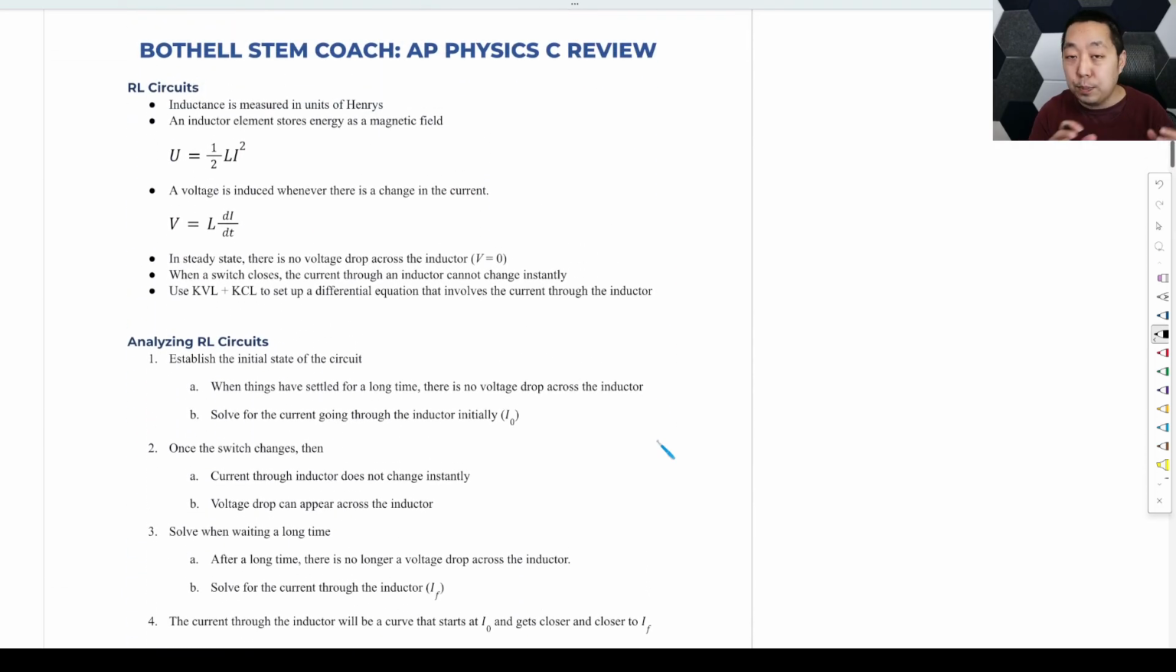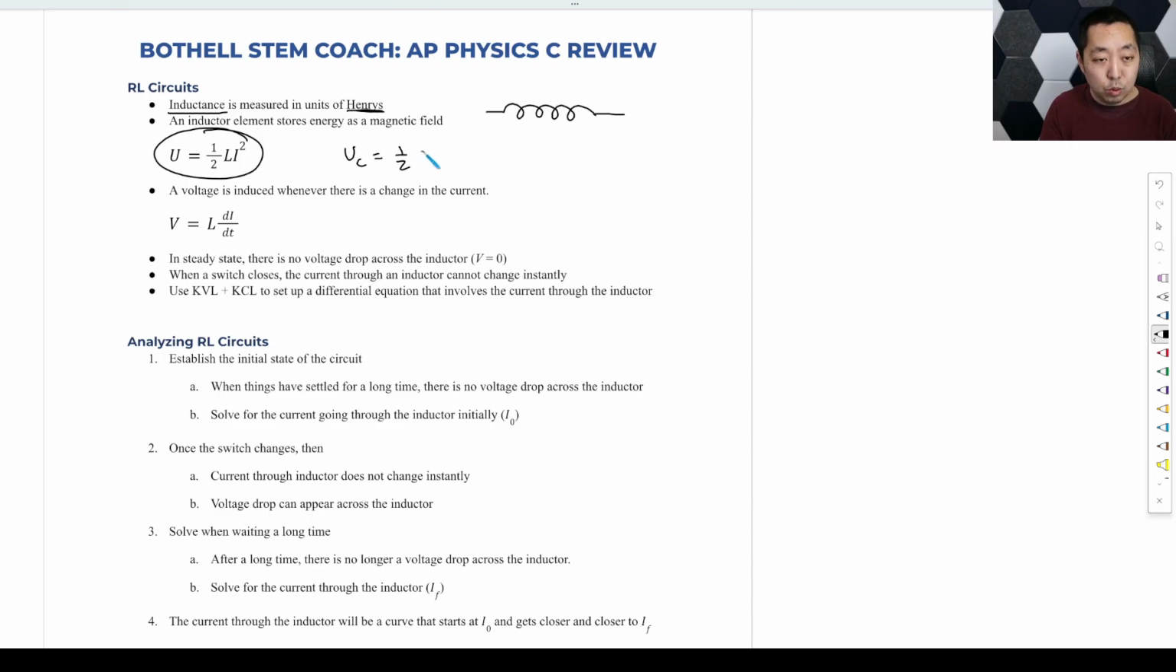Okay, the other big topic in here is analyzing RL circuits. RL circuits we analyze very similar to capacitors. Okay, so inductance is a new circuit element, right? It looks like a loop of wire, and it looks like a solenoid because it effectively is like a solenoid, or that's a good representation of an inductor. It's measured in henries. It stores energy as a magnetic field, 1/2 L i squared. That's very similar to a capacitor, 1/2 C V squared.